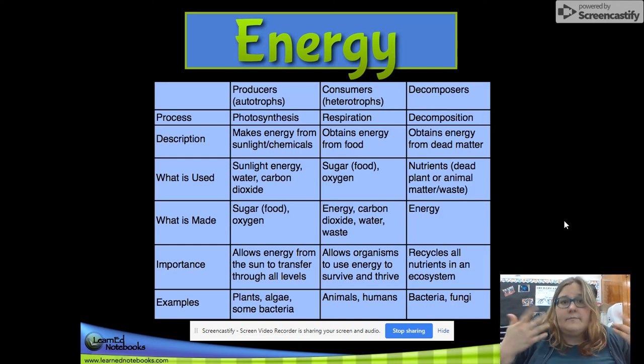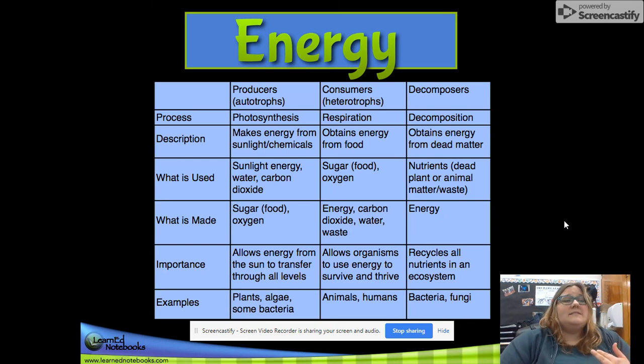Well, you're still breathing, right? Taking in the oxygen. All of your cells are going to break that down, use the oxygen you're taking in and pull out the sugar to go through cellular respiration. That's why you breathe out carbon dioxide, and you have energy to do things. They make energy, carbon dioxide, water, and waste. The importance is it allows all organisms to use energy to survive and thrive. Without energy, like if you're sick, you usually say you don't have energy, like you're tired. So it allows you to move, to think, to go places. Animals and of course humans are examples of this.